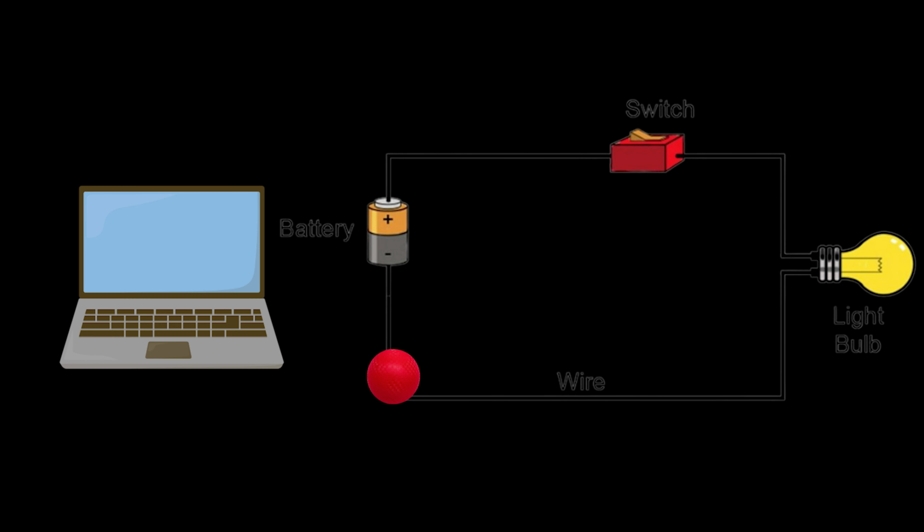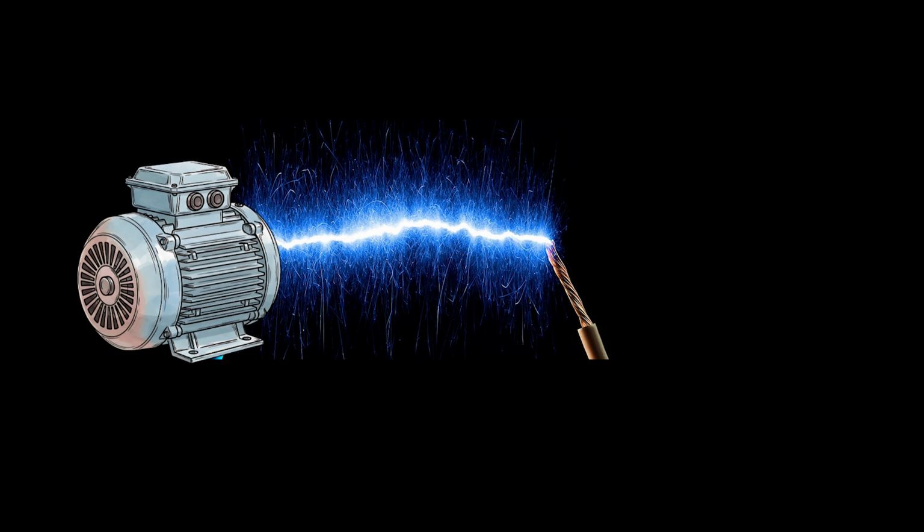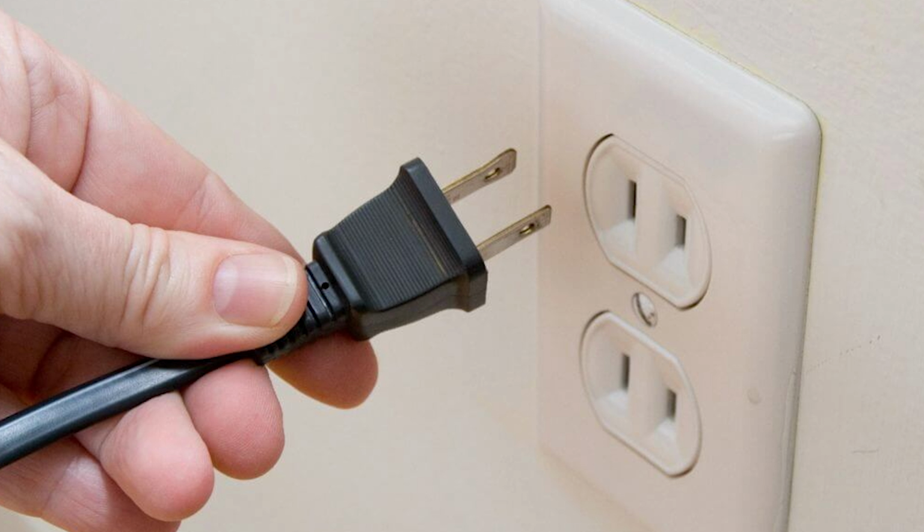Every device modifies the flow of electrons. Light bulbs resist the flow and glow. Motors convert electrical energy into motion. Heaters convert it into heat. Electronics manipulate it using microchips. Electricity doesn't get used up. Its energy gets converted into other forms. The electrons keep moving, just with less energy than before.